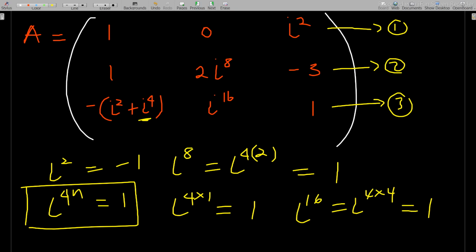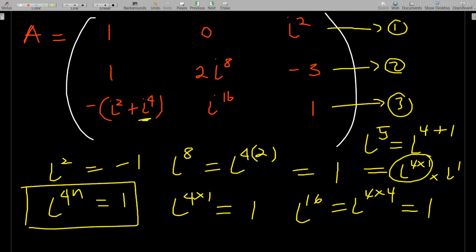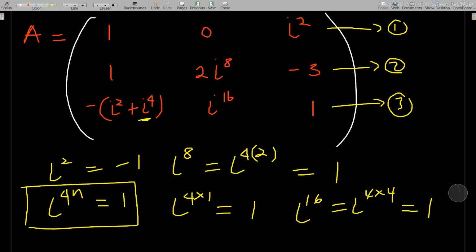What if there's no 4 times something? Each and every power can be simplified with a 4 times something. Let's say i to the power 5. It's the same as i to the power 4 plus 1, which is i to the power 4 times i to the power 1. The first part will be 1, and this will be left with i. So i to the power 5 is just i. If you know these tricks, you can use them to solve complex number questions.